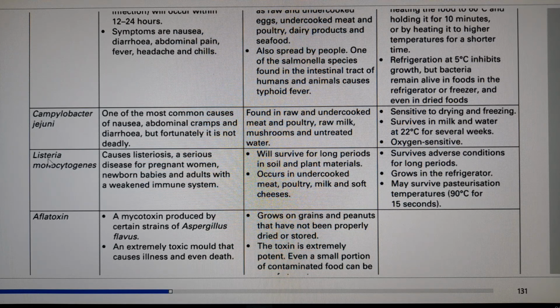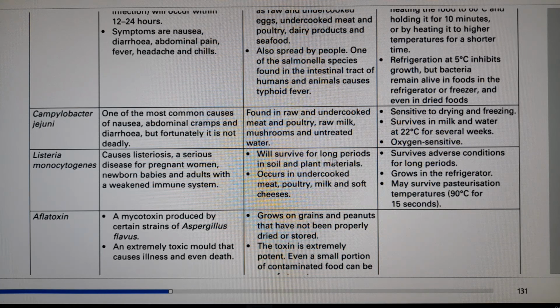And then the next pathogenic microorganism is Listeria monocytogenes. It causes listeriosis, a serious disease for pregnant women, newborn babies, and adults with a weakened immune system.